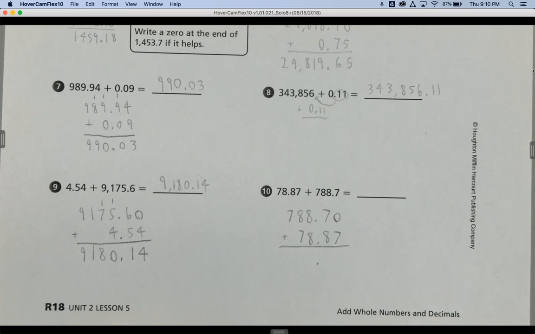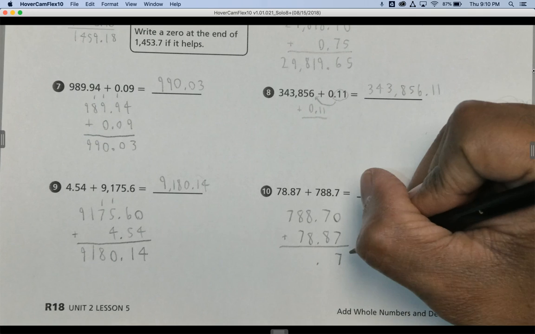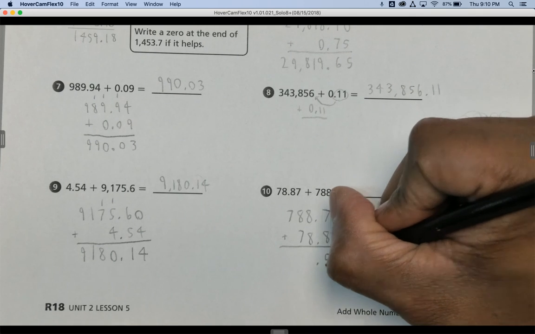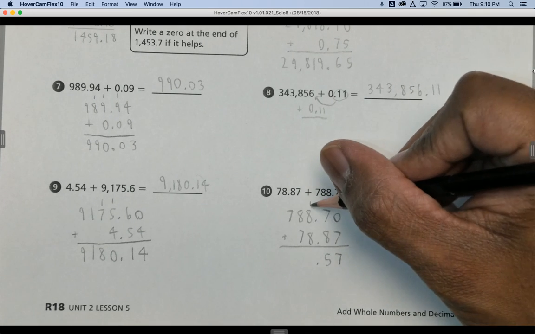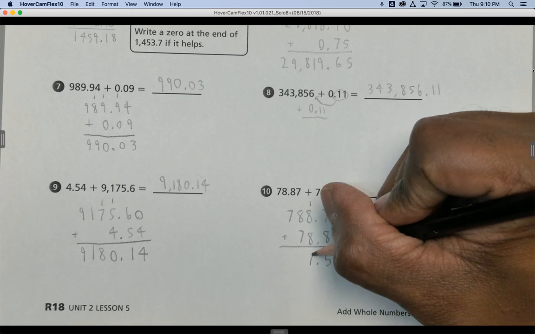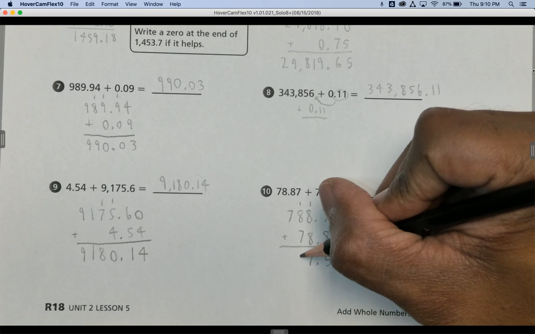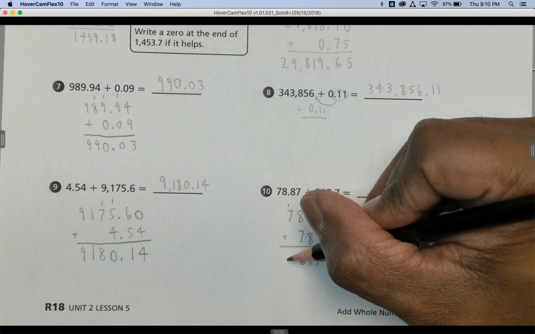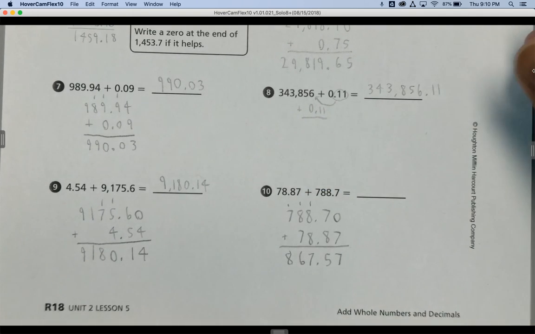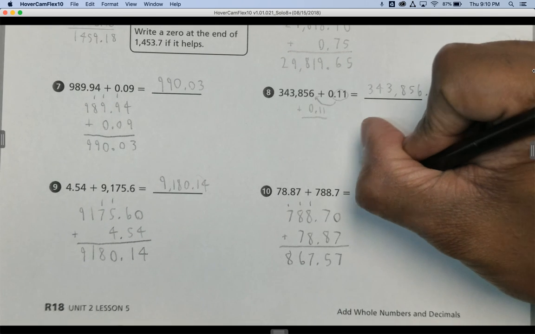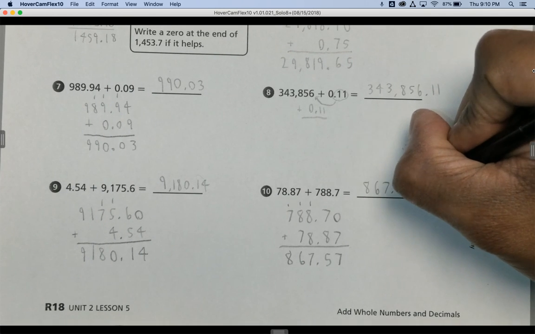Zero and 7 is 7. 7 and 8 is 15. Carry the 1. 1 and 8 is 9. 9 and 8 is 17. Carry the 1. 1 and 8 is 9. 9 and 7 is 16. Again, carry the 1. And we get an answer: 867 and 57 hundredths.